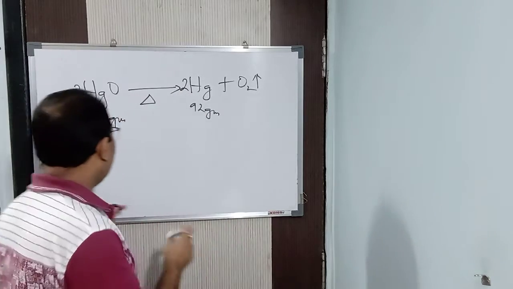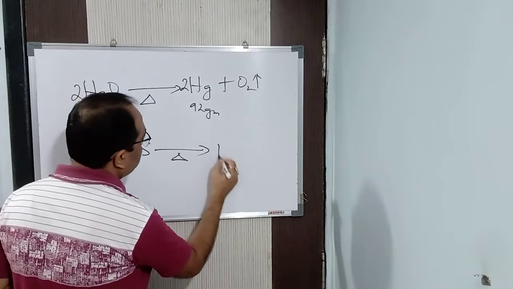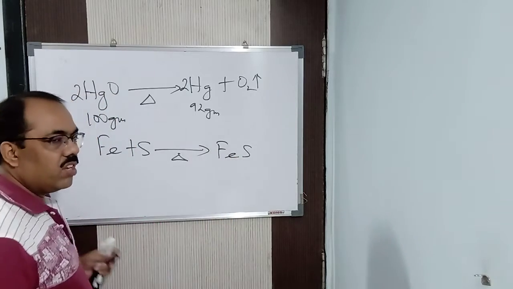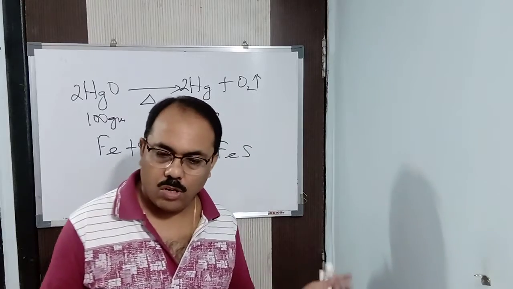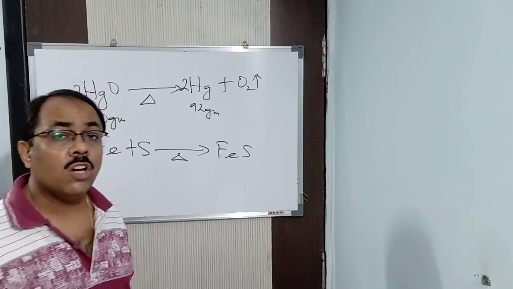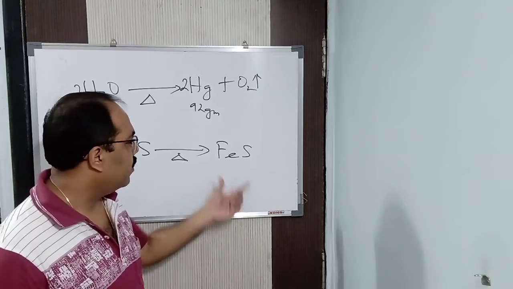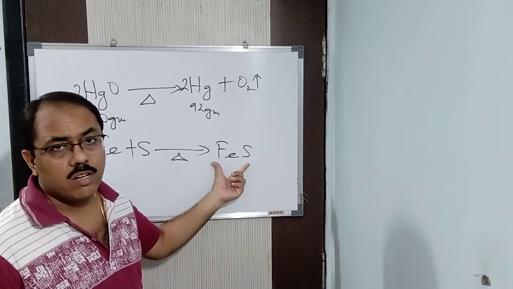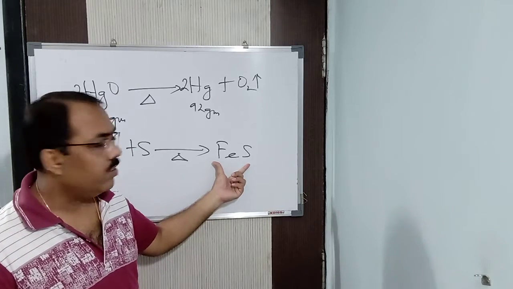But when the same iron and sulfur are heated, they form iron sulfide, FeS. Now you bring a magnet near the FeS and try to attract the iron towards it. Will it? No, not at all. So it does not retain the properties. When a compound is formed, FeS, iron sulfide, it does not retain the properties of the iron. So that's the difference between a compound and a mixture.